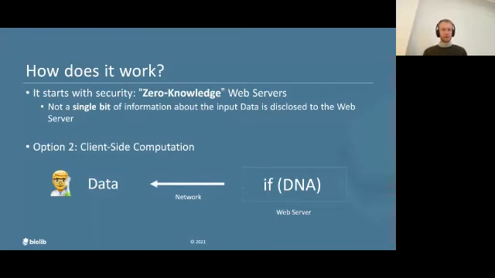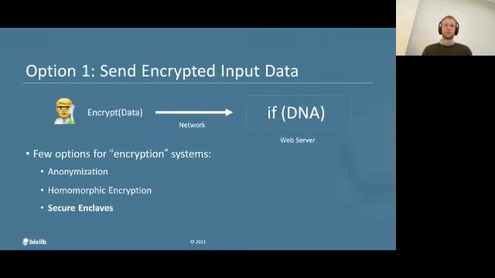Then the other solution is basically just flipping this arrow in the middle. What if instead of sending the data to the web server, the web server could send the algorithm to the data? What if the algorithm could run client-side on your own machine? That would suddenly solve a lot of things, because now the data never leaves your computer. So security is basically as good as it can get. So let's start with the first option.